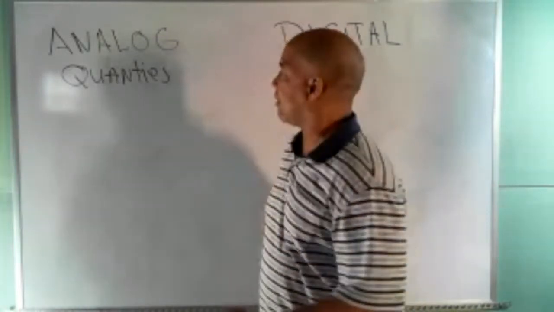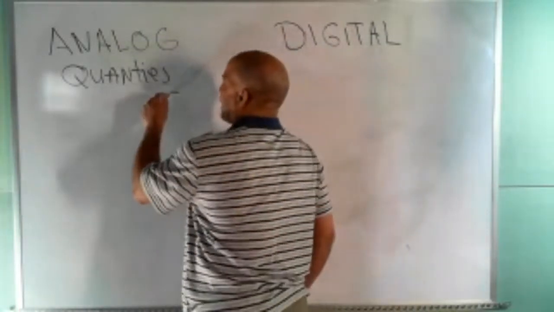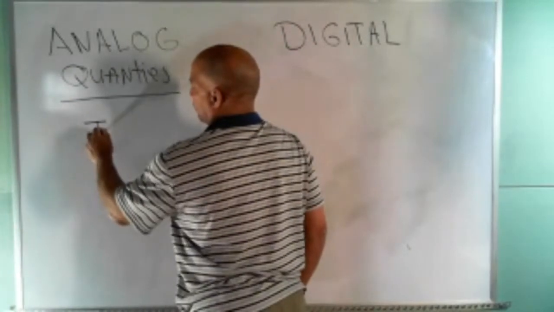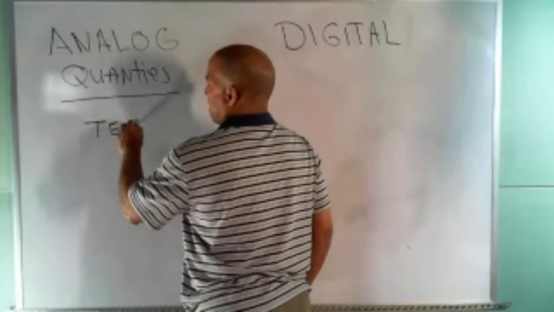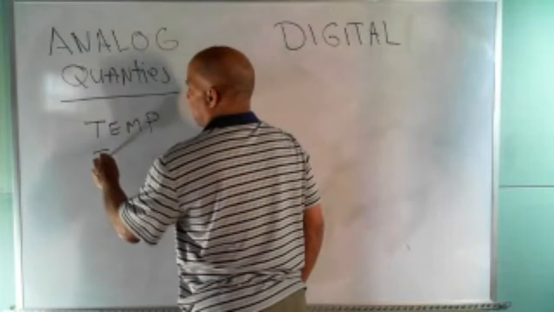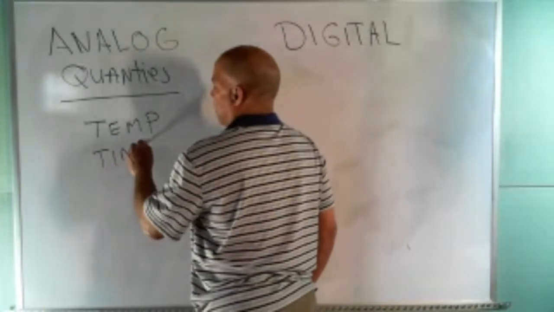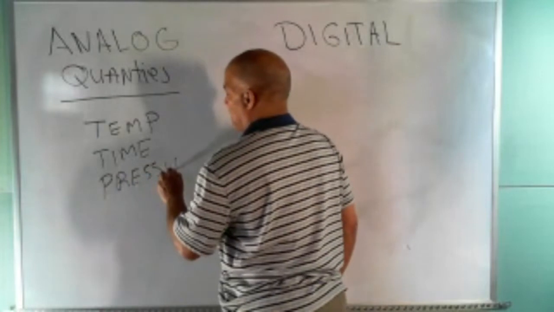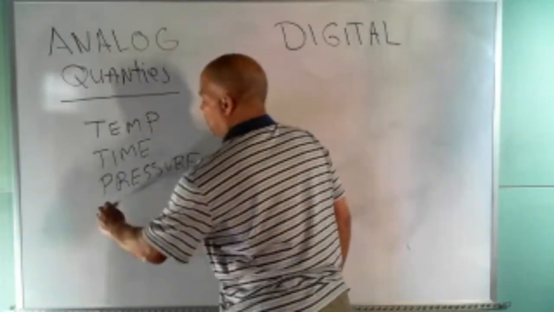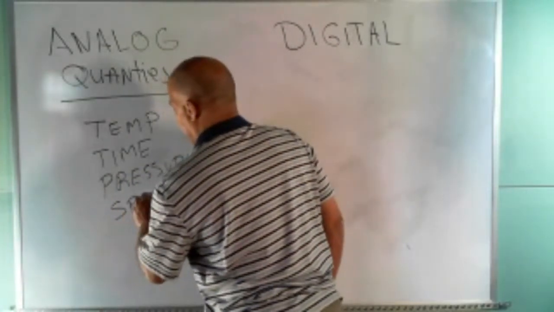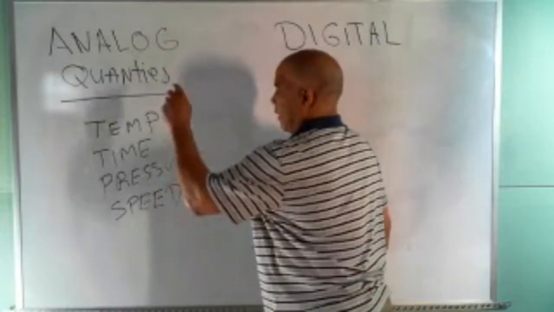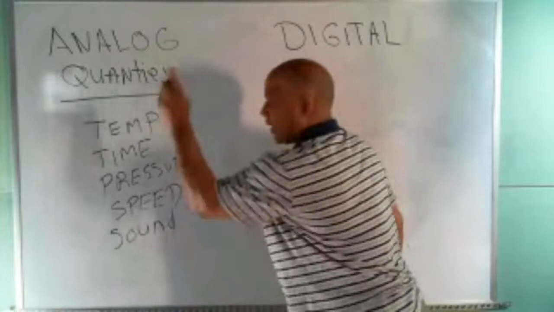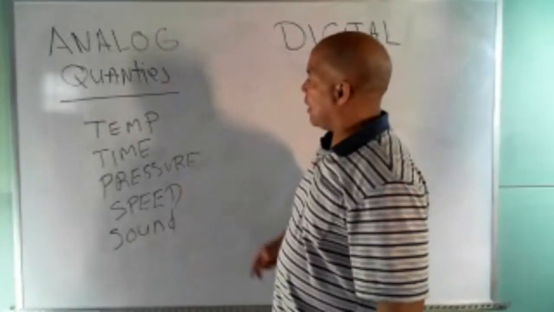So here's what I'm saying. Some quantities that are analog might be temperature, time, pressure, speed or velocity, sound. I can keep going on and on and on.